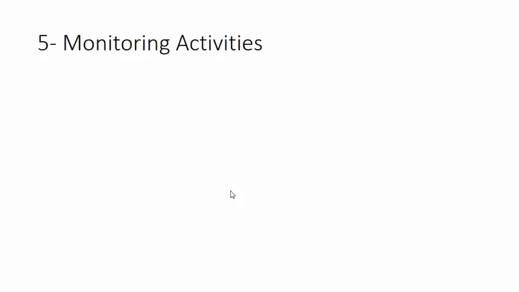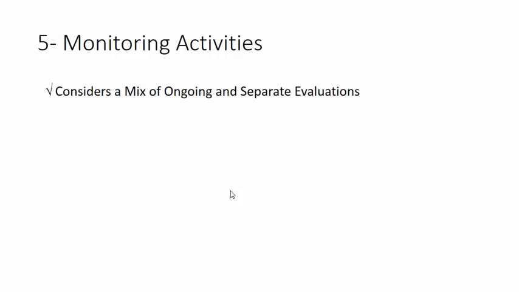So what do we need to do in regards to our monitoring activities? We need to consider a mix of ongoing and separate evaluations. Ongoing means it's continuous. We're continuing to look at our fraud risk management program and how things are working. And we need to also do some additional activities periodically. Get together and have some additional meetings and discuss it more thoroughly.